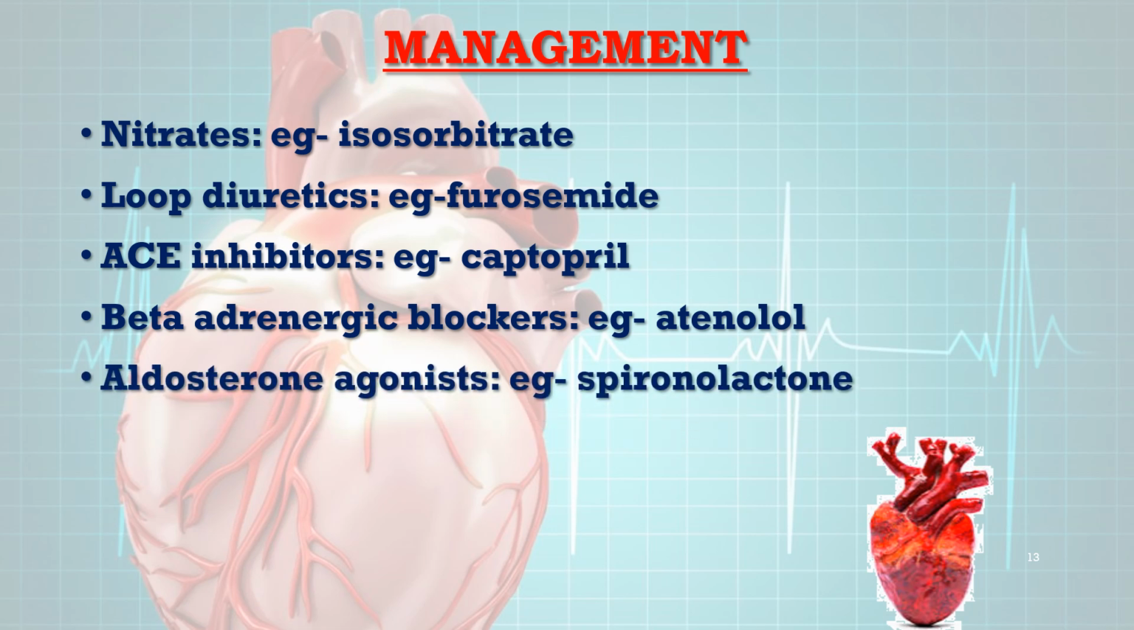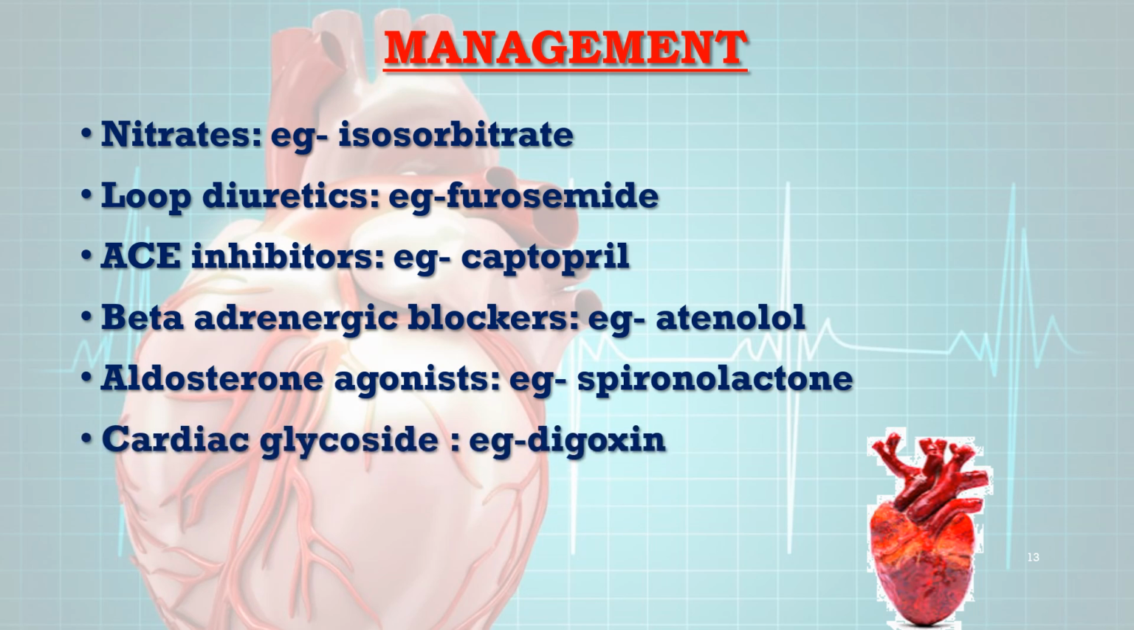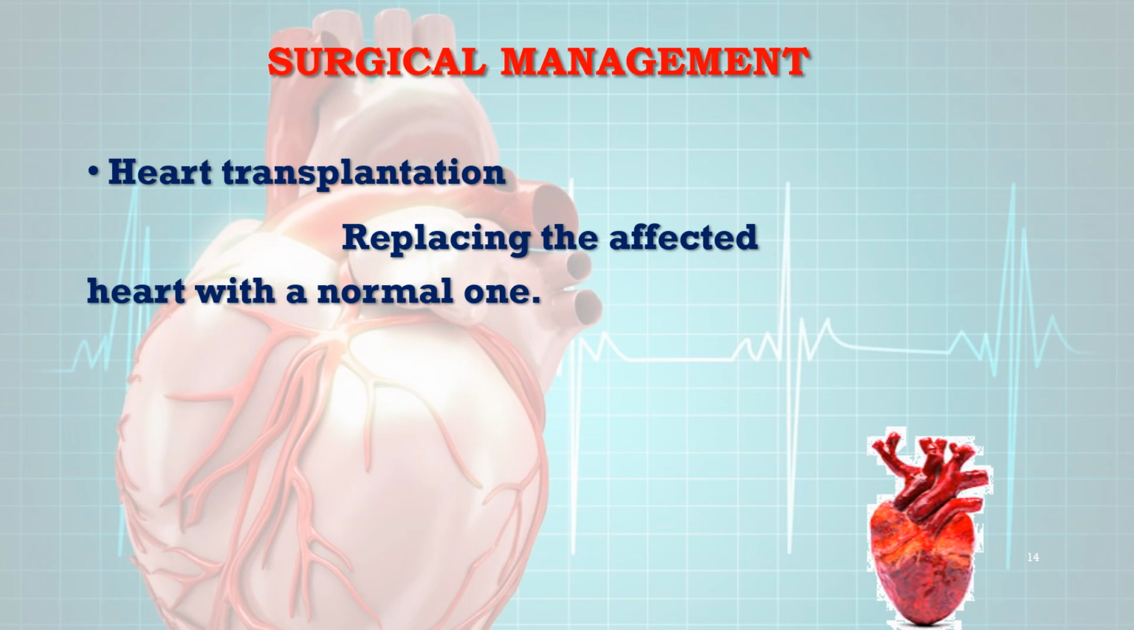Then aldosterone antagonist, that is spironolactone, which is also helpful for relieving the fluid overload, dyspnea, and fluid congestion, and improves the perfusion. Then cardiac glycosides, digoxin, and anticoagulation therapies. Anticoagulation therapies like heparin, where low molecular weight heparin is the most appropriate. Now, surgical management is heart transplantation. That is, in case the patient is in the end stage of heart failure, we can go with heart transplantation.